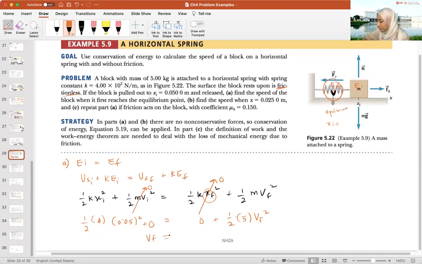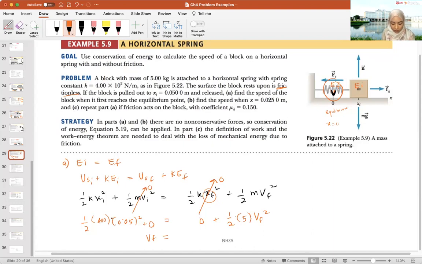Yep. K tu patut 400 kan? Sebab 4 times 10 power of 2. Yes, betul. Thank you. 100%. 400. Ada lagi tak saya tersilap? 0.05. Okay. Thank you. Saya tengok sekali macam tu je.